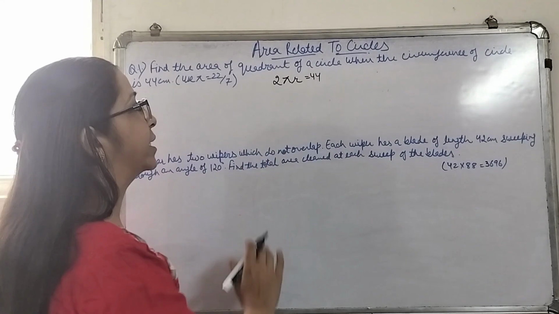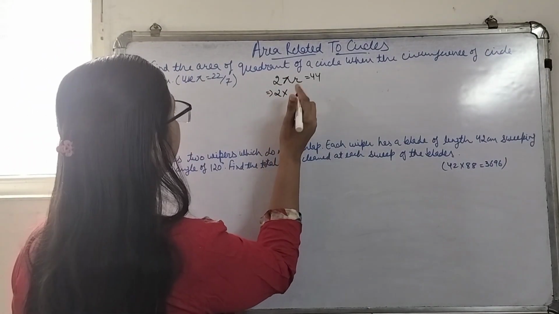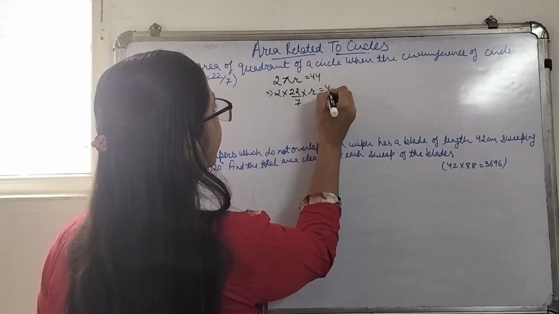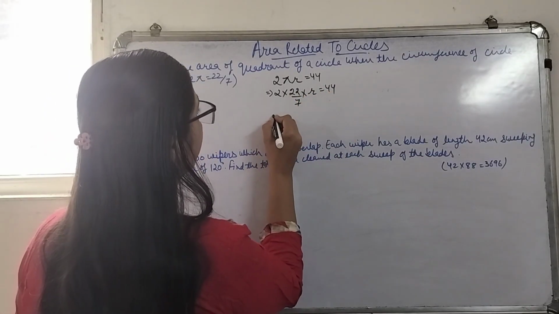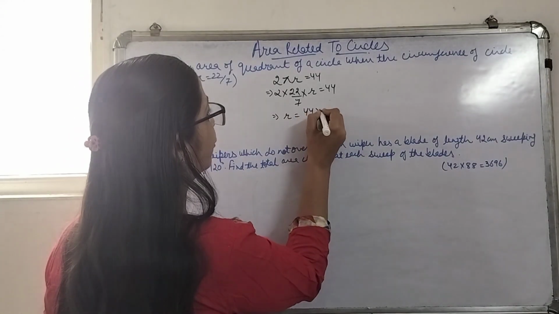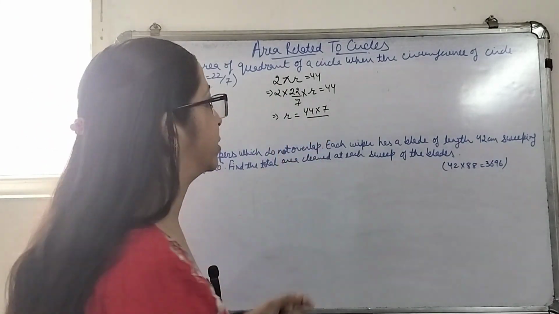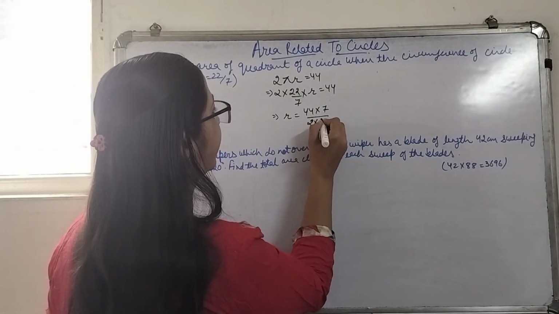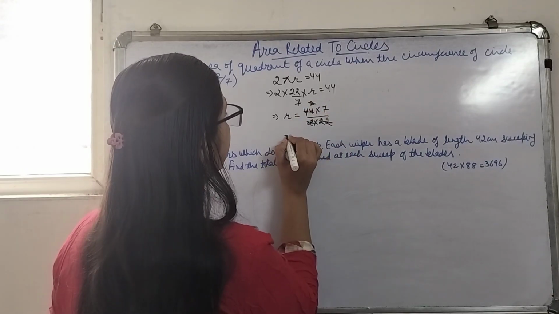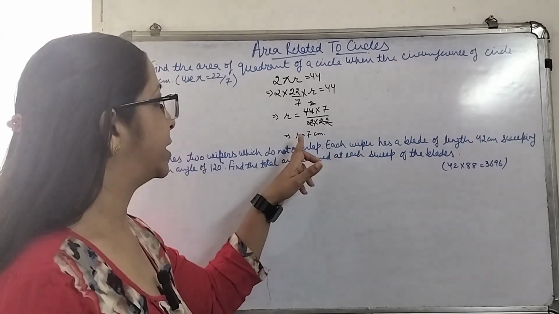So from here we can get the value of r. If we solve it further, pi can be written as 22 by 7 multiplied by r is equivalent to 44. Now r will be 44 multiplied by 7, and the 2 and 22 will go in division, so it will be 2 multiplied by 22. 22 2 times is 44, and 2 and 2 cancel. That's the reason the value of r, that means the radius of the circle, is 7 centimeter.